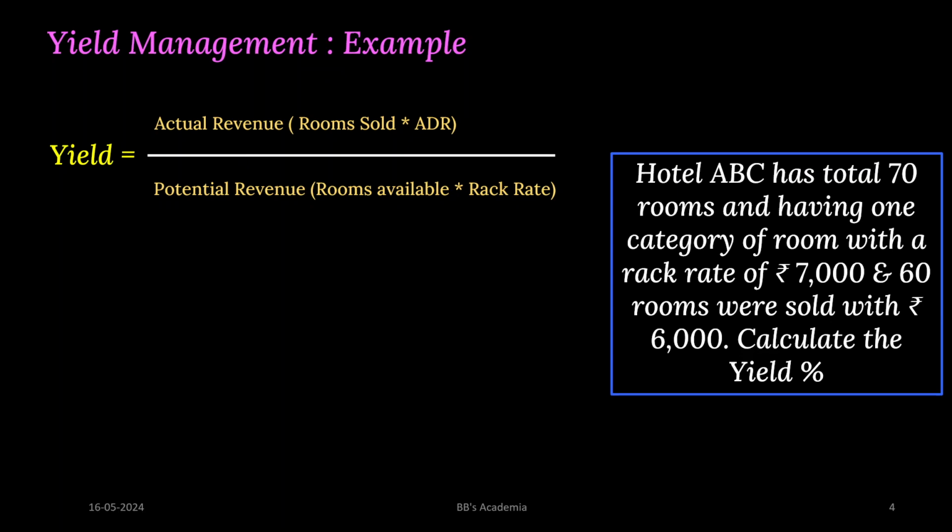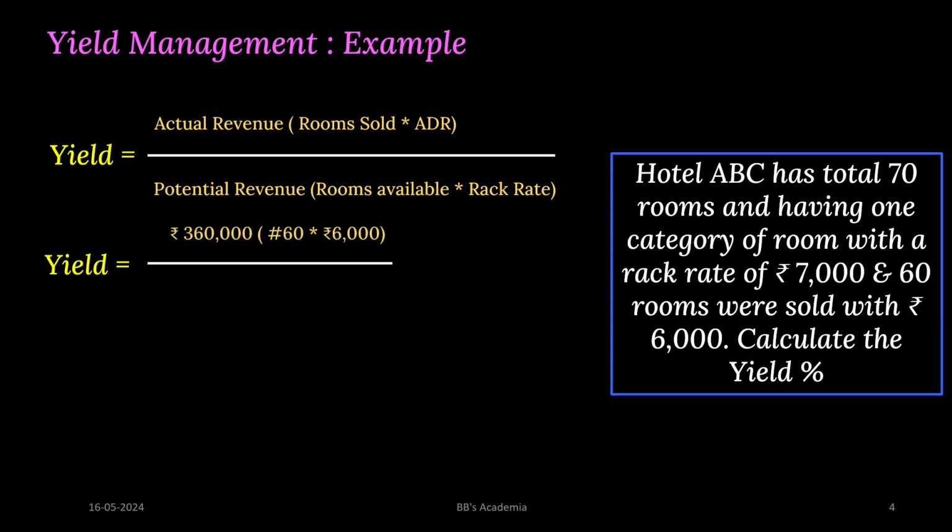Once you get the actual revenue, then also you calculate the potential revenue. And potential revenue is what? Rooms available multiplied by rack rate, because that is the best price you have already fixed for every room per day. So that is your potential. Once actual revenue is divided by potential revenue, you get the yield.